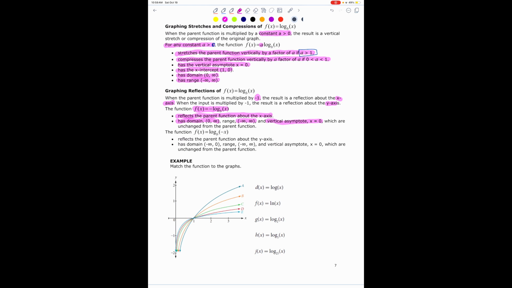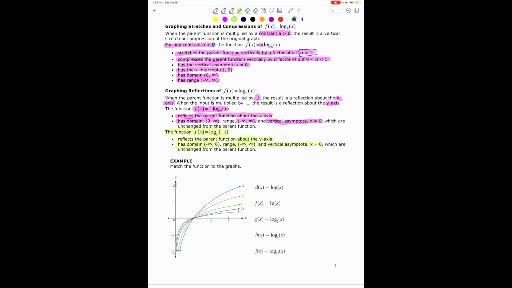How about the other type of reflection? When the function f of x is reflected about the y-axis, or in other words, if we multiply the input of the function with negative 1, that is f of x equals log base b of negative x, this multiplication is going to reflect the parent function about the y-axis. So it's a horizontal reflection, which is going to change the domain. The domain is going to be from negative infinity to 0. So all of the negative real numbers, x exclusive of 0. The range doesn't change. It's from negative infinity to positive infinity. The vertical asymptote also remains the same.